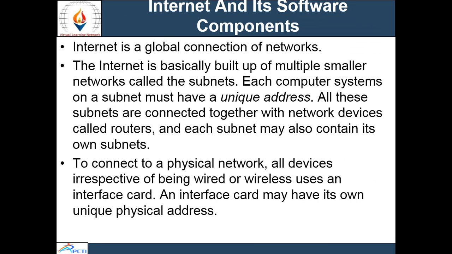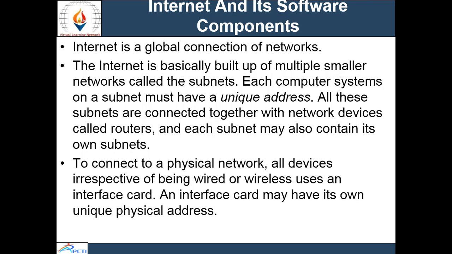Internet and its software components. Internet is a global connection of networks. The internet is basically built up of multiple smaller networks called subnets. Each computer system on a subnet must have a unique address. All these subnets are connected together with network devices called routers, and each subnet may also contain its own subnets.